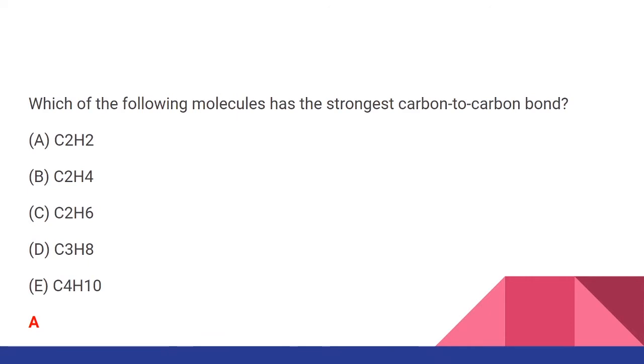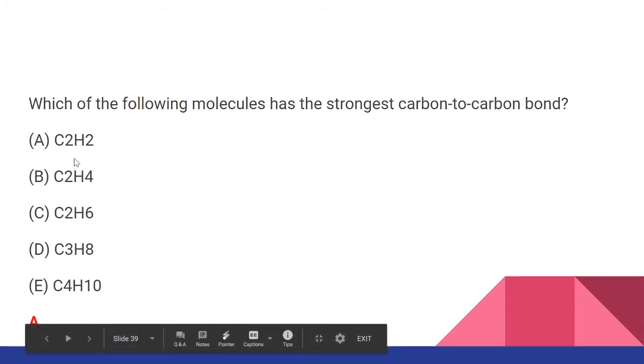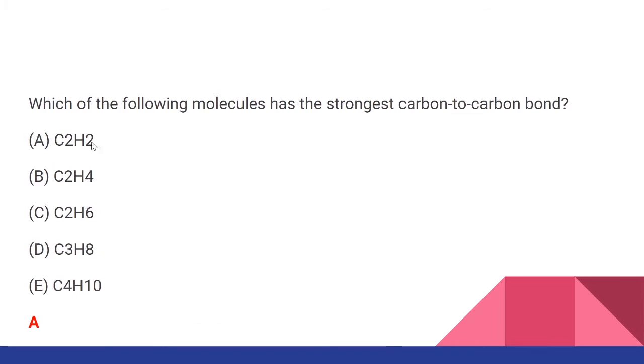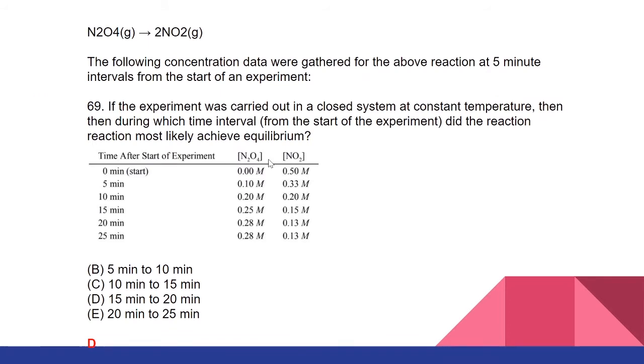So, which of the following molecules has the strongest carbon-to-carbon bond? You have A, C2H2, B, C2H4, C, C2H6, D, C3H8, and E, C4H10. The answer obviously is C2H2 because it has fewer hydrogens and the carbons have a stronger bond. I don't really want to go too much into the chemistry, but I just want to give you an example of a question that you could see on the chemistry subject test. So this is more of a lab question. Now this is where we get to part C, and these are usually the toughest questions.